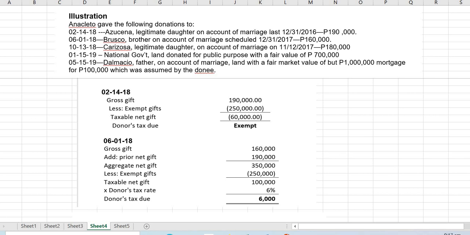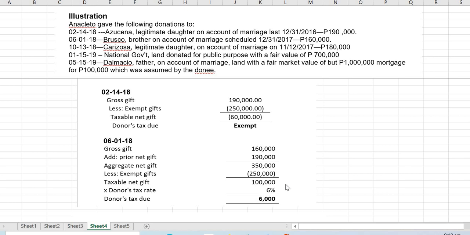And then, on June 1, you donated 160. So, add the 190 prior net gift. So, you have an aggregate net gift of 350. Then deduct the exempt gift of 250, since the tax rate is 6% in excess of 250. So, 350 less 250. The taxable net gift is just 100 times 6%. So, the donor's tax due is 6,000. So, you have 6,000 for June 1.